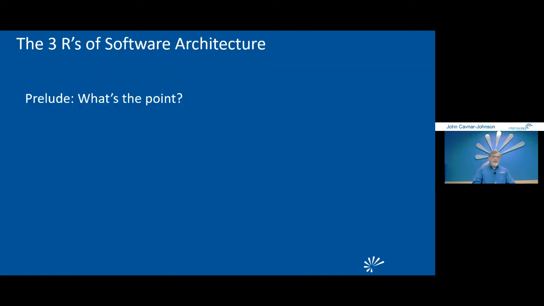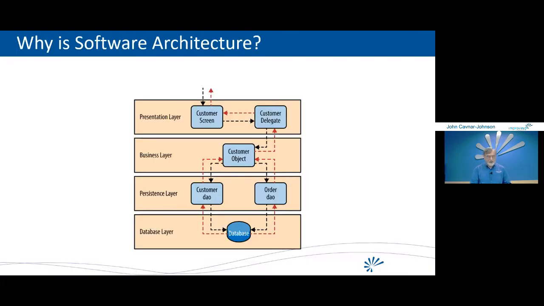So a little bit of a prelude. If we're going to talk about software architecture, what's the point? Now, rather than ask what is software architecture, I'd like to try to answer a different sort of question, which is what purpose does software architecture serve? So if you want to ask why is software architecture, like why does it exist?